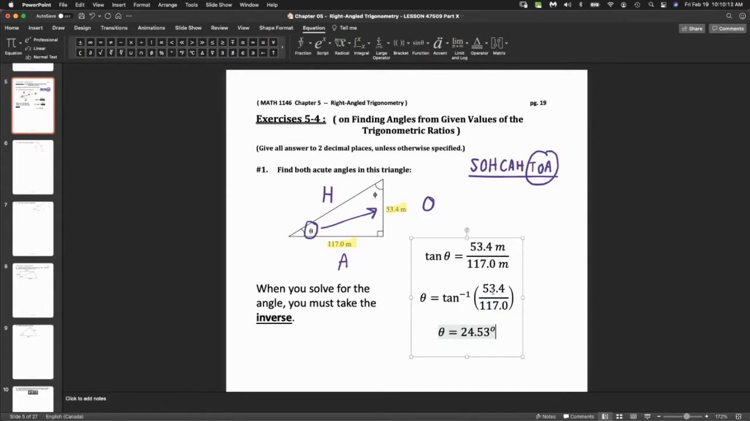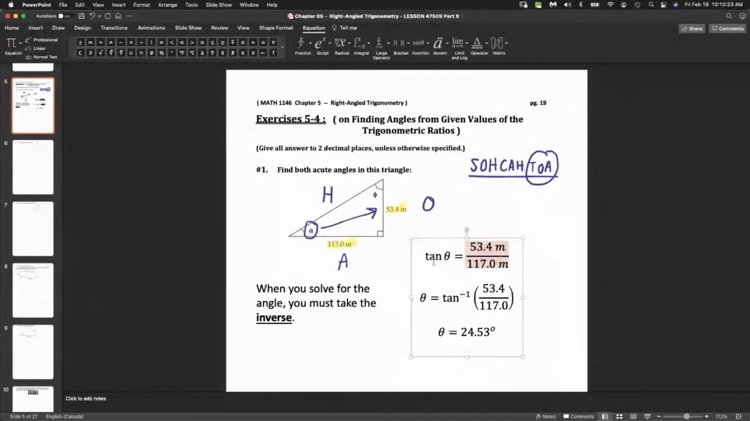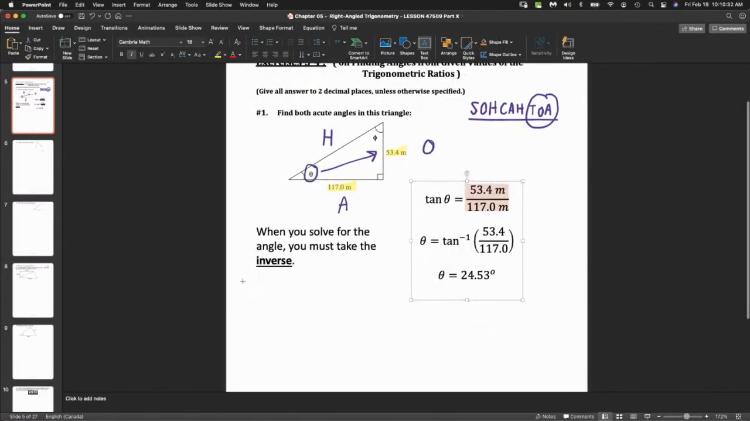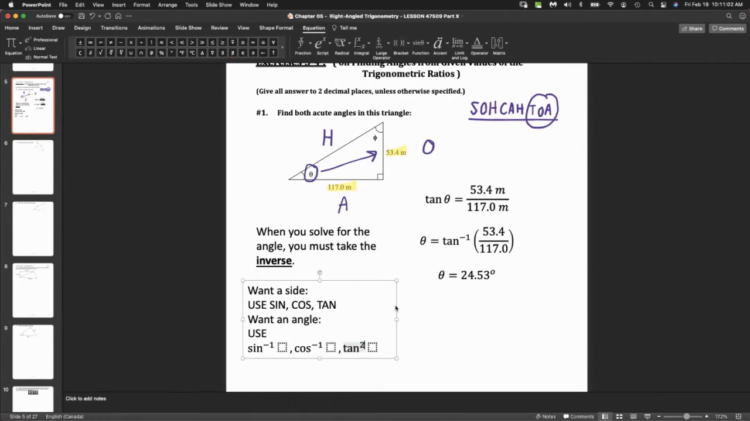This part here, notice that I didn't really turn this into a decimal. You don't actually have to turn it into a decimal. Yes, so when you're finding the angle, you use the inverse. I was going to talk about that right now. So the basic idea is this, okay? If you want a side, then you use sine, cos, tan. If you want an angle, you use the inverse, got it?